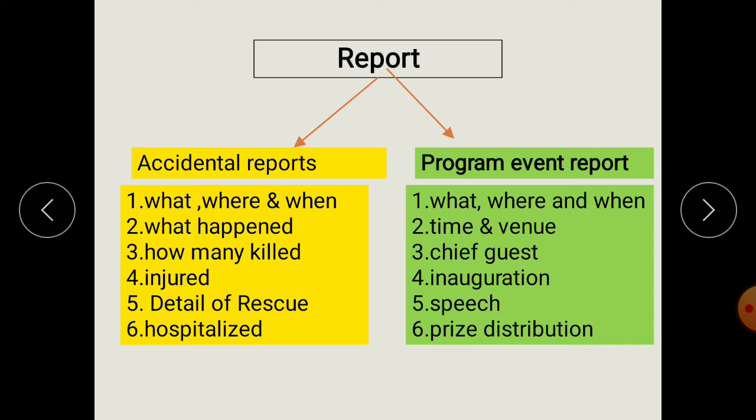And here we are moving towards the program report. In this also, like accident reports, we have to answer what, where and when. But in this, the time and venue should be there. And if necessary, then we have to give the introduction of the chief guest, who has done the inauguration, who has given the speech, and who has given the prize distribution. All these points have been divided for the two different types of report, that is accidental and program event reports.